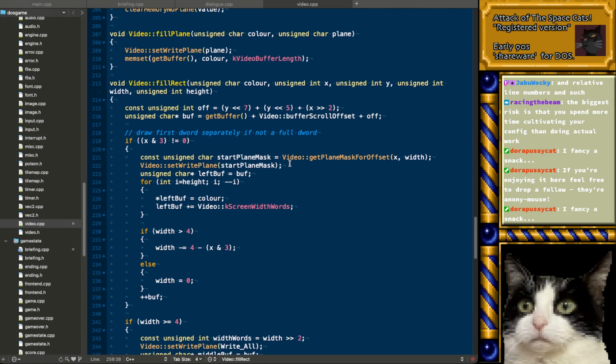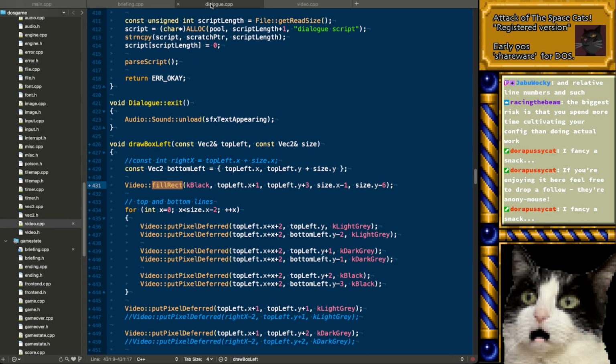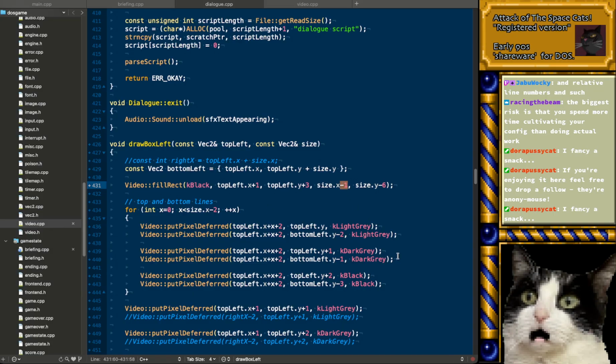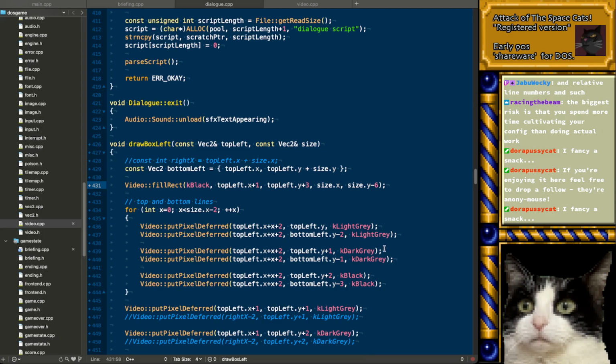I don't know if this is correct. Tell you what, we can prove it either way. We can put that back in again and see if that column fills in. I bet it doesn't.